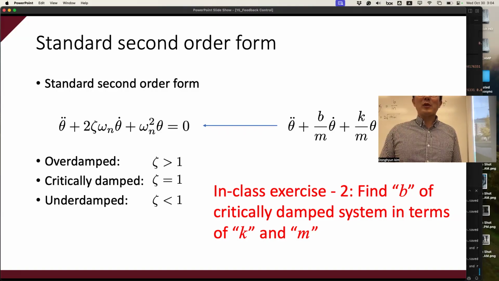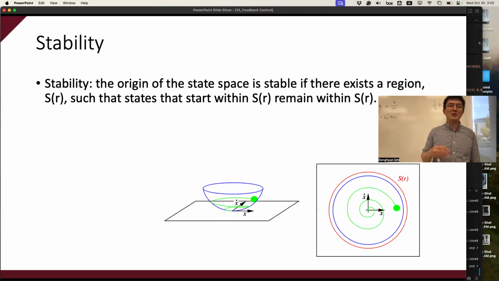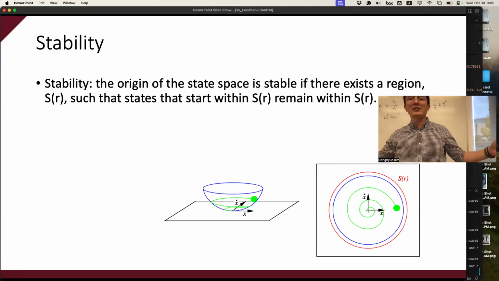Okay, so far so good, right? And then this system is stable. This spring damper system is always stable. Can you believe it? First, we need to define what stable means. Stability is officially defined this way: if the state space and the origin is stable, it means that there is some region such that when the state starts from that region, it is going to stay inside of that region.